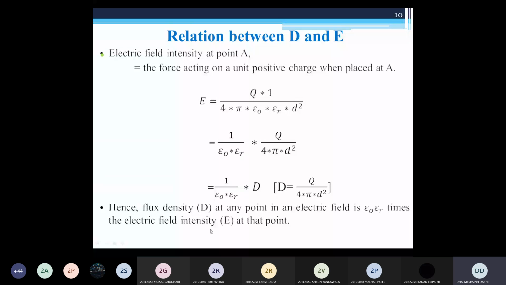So in other words, we can say that the flux density D at any point in electric field, that is epsilon 0 epsilon r times electric field intensity. So if you make the equation of D from this equation, it becomes what? D is equal to E multiply epsilon 0 epsilon r. So it can be said that electric flux density is epsilon 0 into epsilon r times electric field intensity at that point. So this equation gives the relationship between flux density and electric field intensity at the same point.